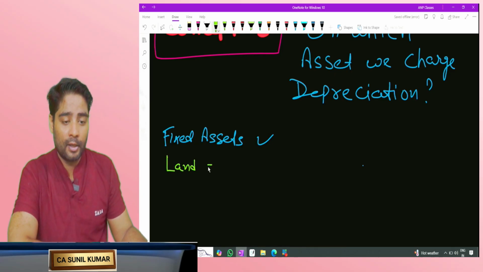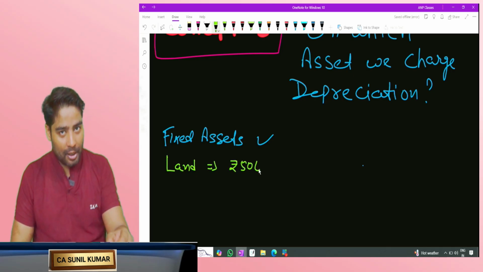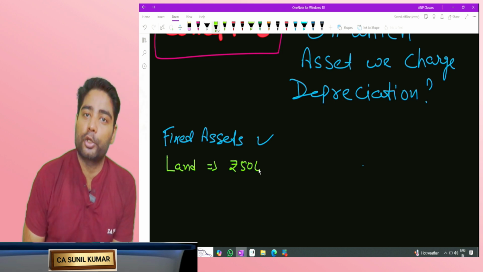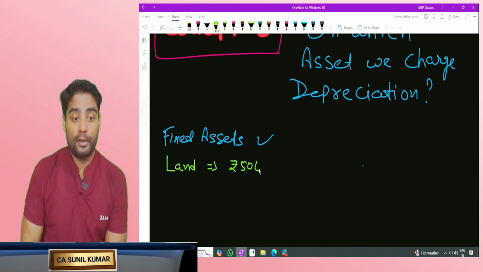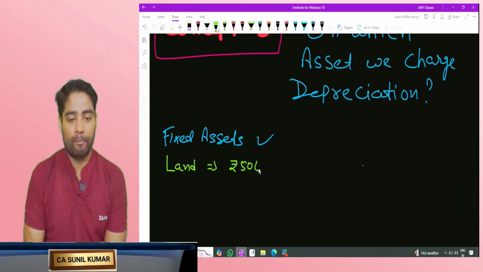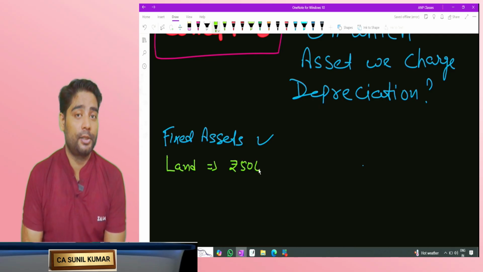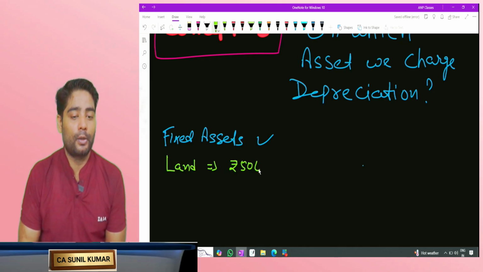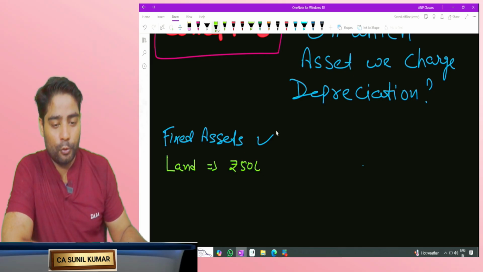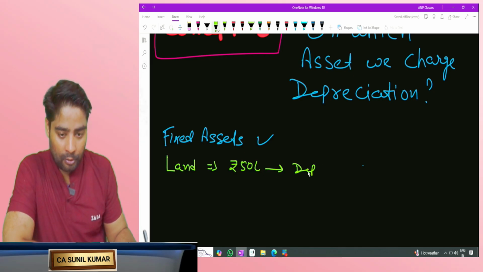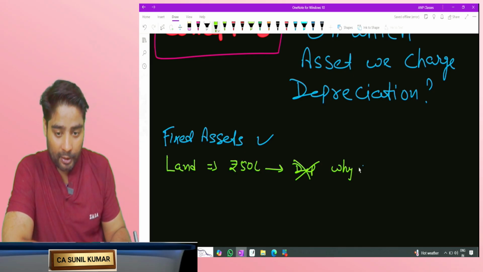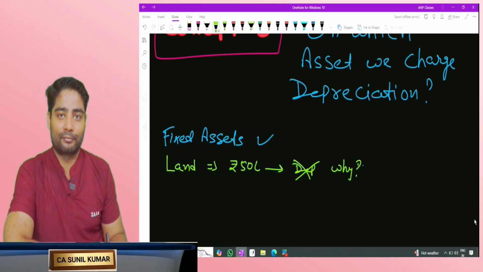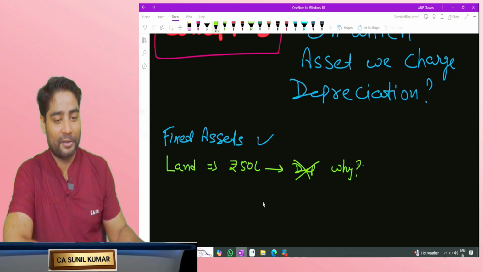Okay, so let's suppose I have a fixed asset, land. Land is my fixed asset, and its value is 50 lakh. Should I charge depreciation on 50 lakh or not? Oh, sir, our teacher said that you don't charge depreciation on land. Land is a fixed asset, no doubt, but we do not charge depreciation on land. My question is why? Do you have an answer? If you have, then comment.